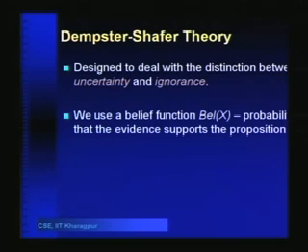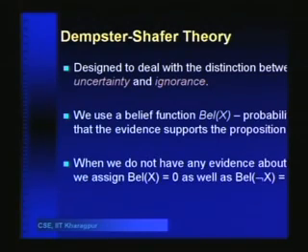We use a belief function called BEL(X), which represents the probability that the evidence supports the proposition. So, it is something like the kind of rules that we were saying: with what probability does the evidence support the conclusion? When we do not have any evidence about X, we assign belief of X to be 0, as well as belief of not X to be 0.